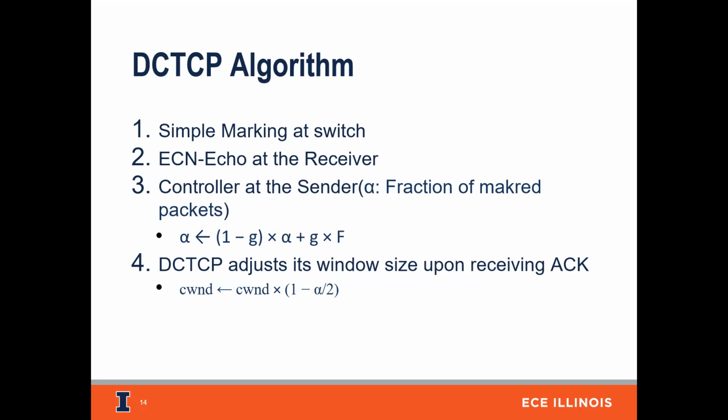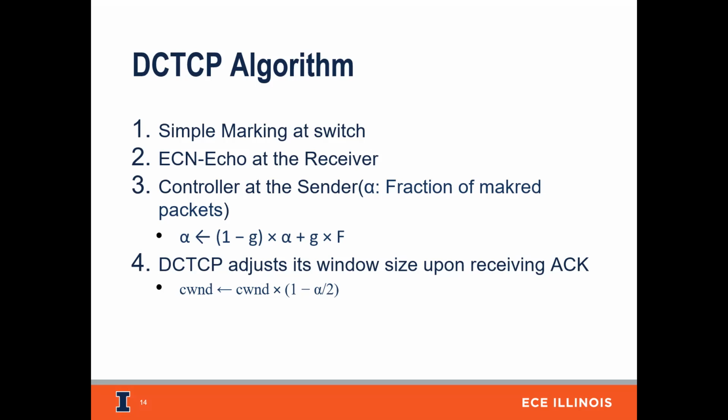The first step is simple marking at the switch. An arriving packet is marked with the Congestion Experienced code point if the queue occupancy is greater than K, which is a threshold, upon its arrival. This scheme ensures that sources are quickly notified of the queue overshoot. The second step is an echo at the receiver. The TCP receiver ACKs every packet, setting the ECN-Echo flag if and only if the packet has a marked CE code point.